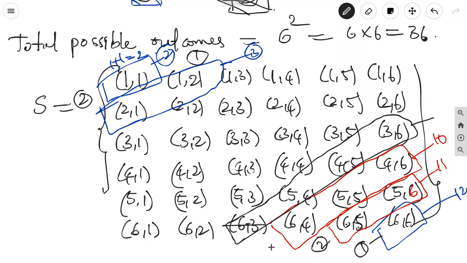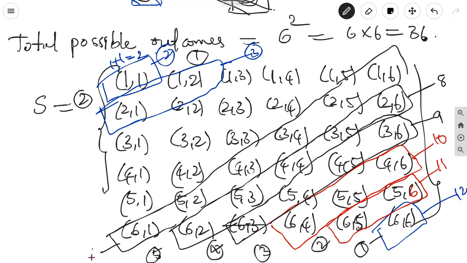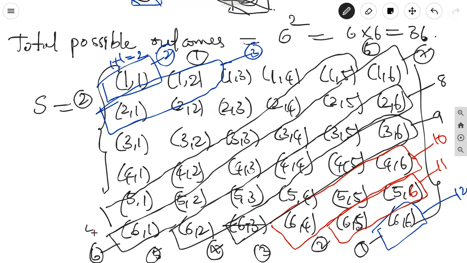This is 2 possible outcomes, 3 possible outcomes, 4 possible outcomes for 9. Five possible outcomes for 8. The sum is 8. 6 possible outcomes for the sum 7. Next, again decreasing order. If the sum is 6, the possible outcomes are 5 only.